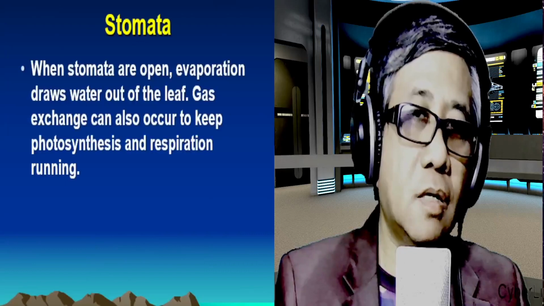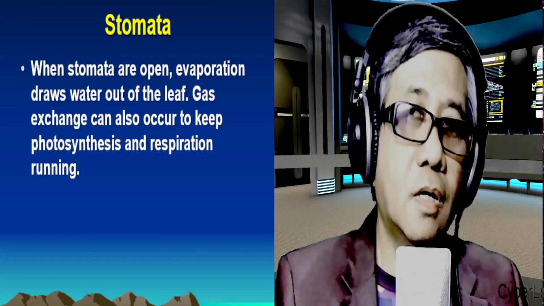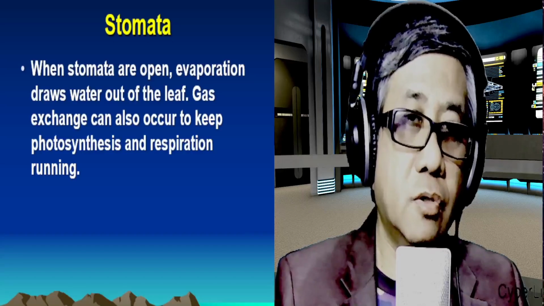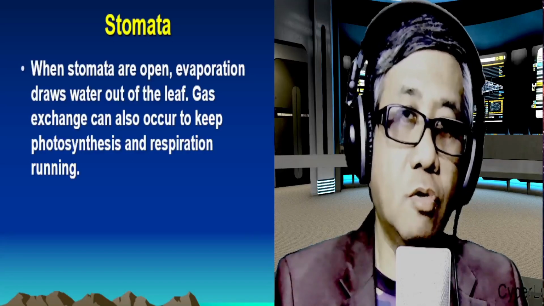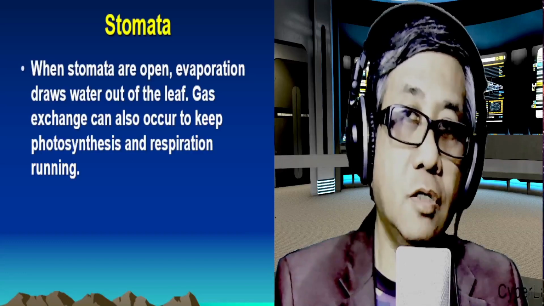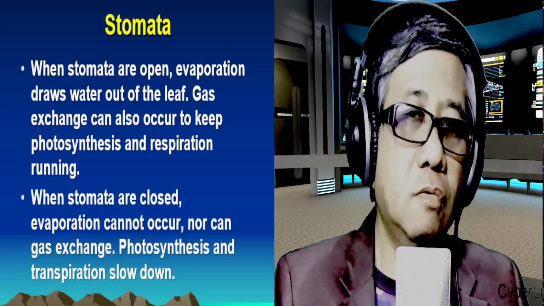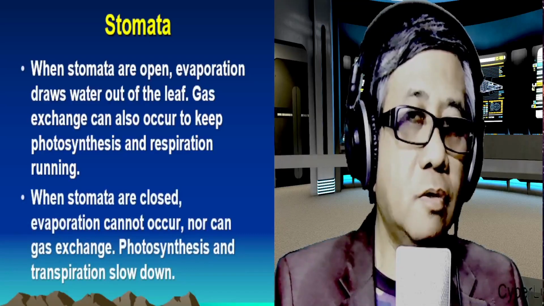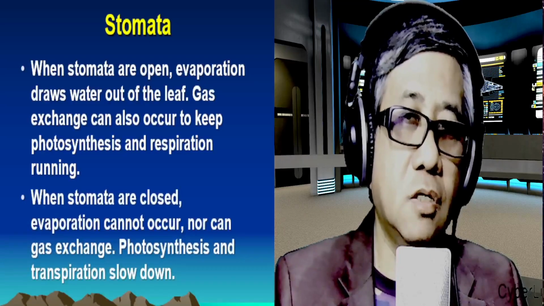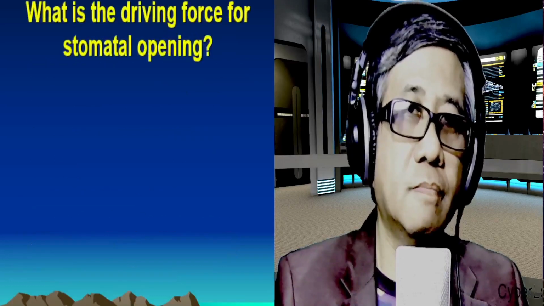So when the stomata are open, evaporation draws water out of the leaf. Gas exchange can also occur so that photosynthesis can continue, and also the transport of water up through the cohesion tension explanation. When the stomata are closed, evaporation cannot occur, nor can gas exchange. So photosynthesis and transpiration slow down.